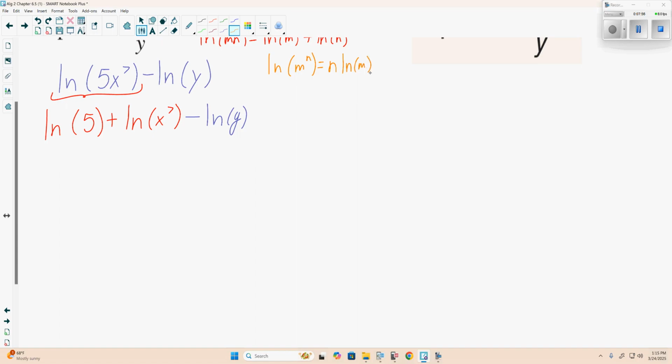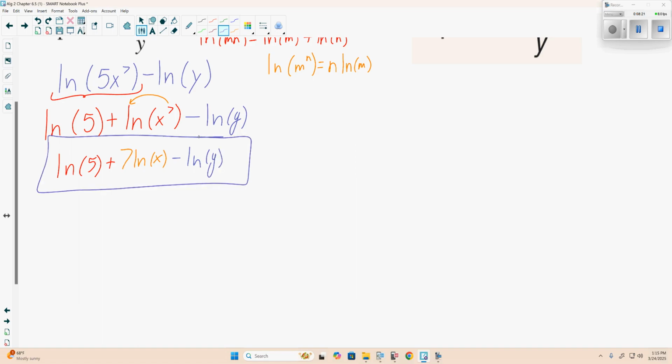And the last one is power, our exponent property. Since we have x to a power inside the parentheses, inside our log, we can move the 7 out front, giving us 7 times ln of x. And that's fully expanded. So the fully expanded form of this is the natural log of 5 plus 7 times the natural log of x minus the natural log of y.